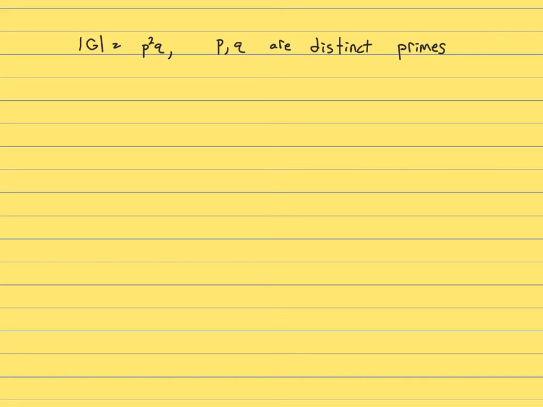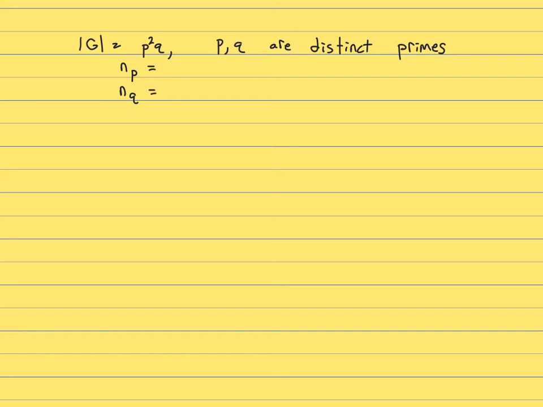Now let's look at groups of order p squared times q, where p and q are distinct primes. And let's see what we can learn about these groups using just our Sylow theory results. So, can we find normal subgroups? Let's see what we can calculate about N_p and N_q.